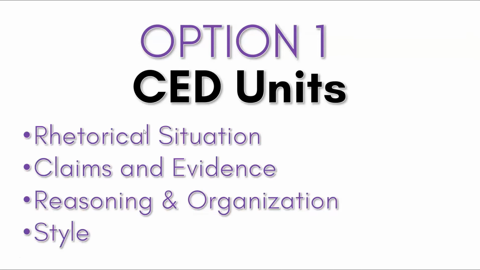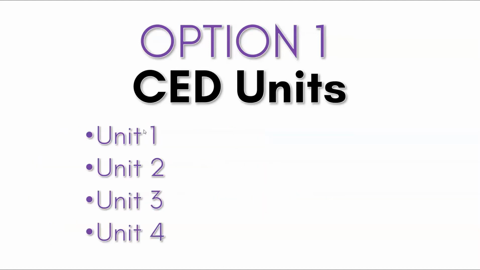Option 1 is to address the skills as they are laid out in the 2019 course and exam description from College Board. If you're new to AP Lang, you should know that we now have a list of skills divided into the following categories: rhetorical situation, claims and evidence, reasoning and organization, and style. College Board has created a pacing guide to show teachers one way to introduce and spiral these skills. So a teacher could teach these skills within the units and go in order through Unit 1, Unit 2, Unit 3, Unit 4, etc., all the way through Unit 9.